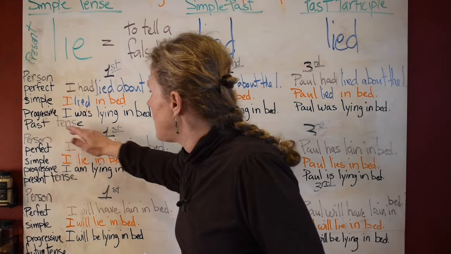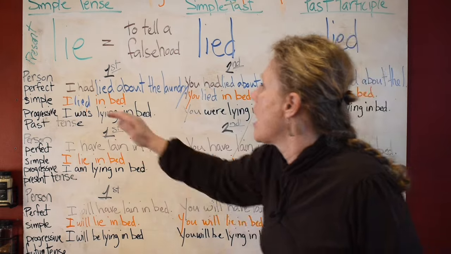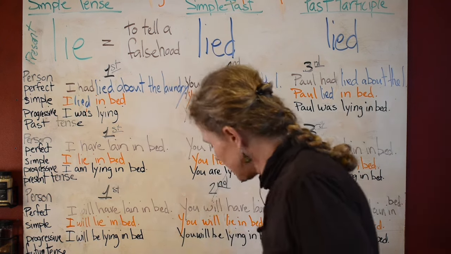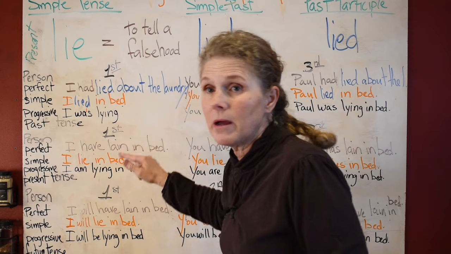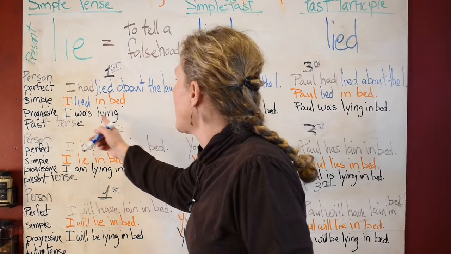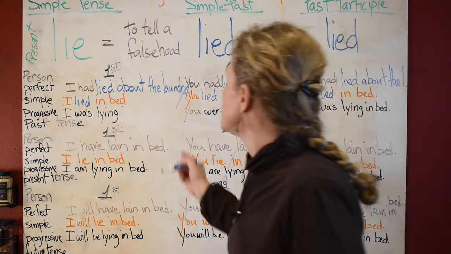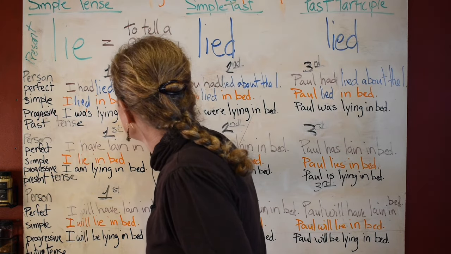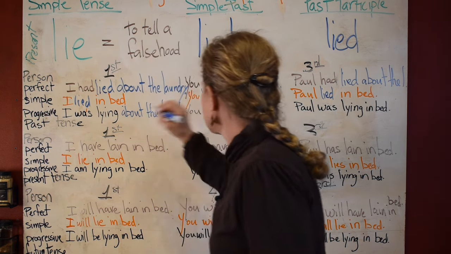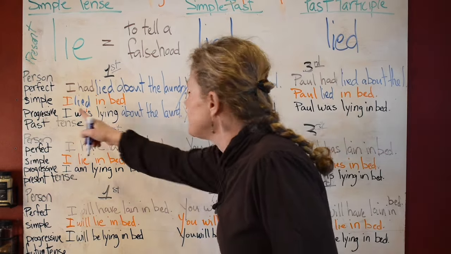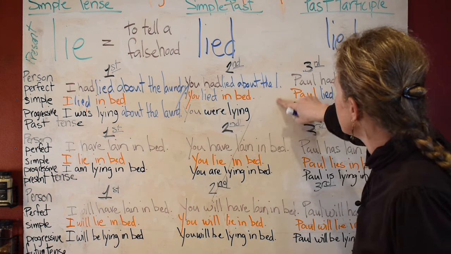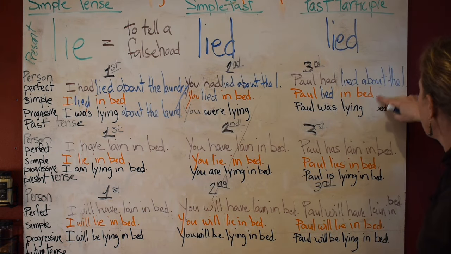Now, in the past progressive, I was lying about the laundry. Now this, on the other hand, you guys, stays the same. This is the exact same spelling. It means something different. So if you said I was lying in bed, people are thinking you're going to bed. So if they say I was lying about the laundry, I can't spell it all out, I don't have enough room, but then it means something totally different, right? You were lying about the laundry. Paul was lying about the laundry.